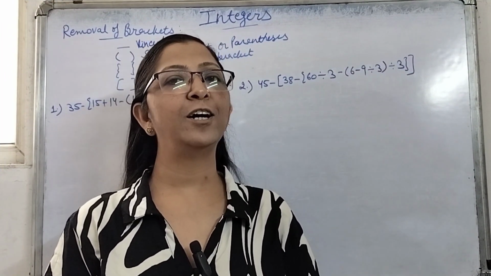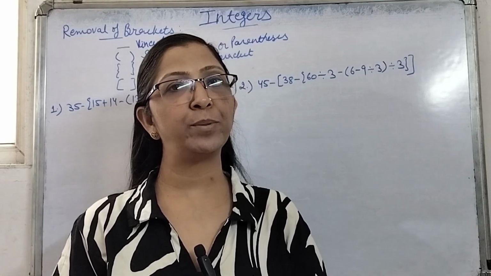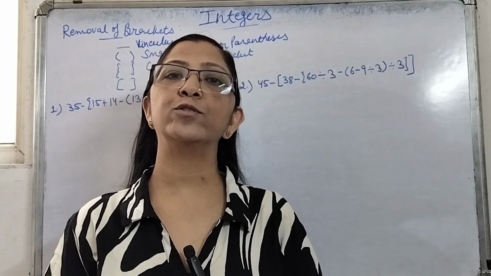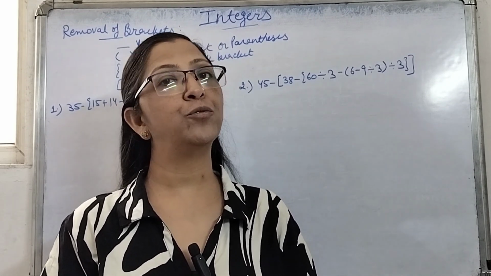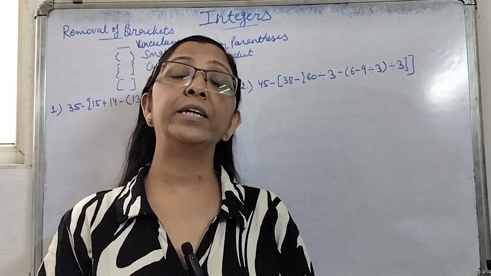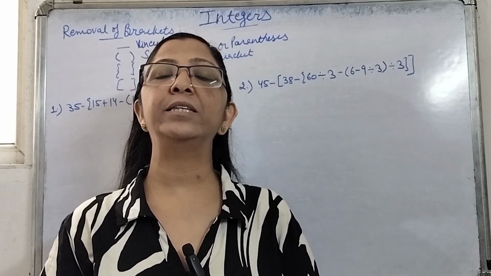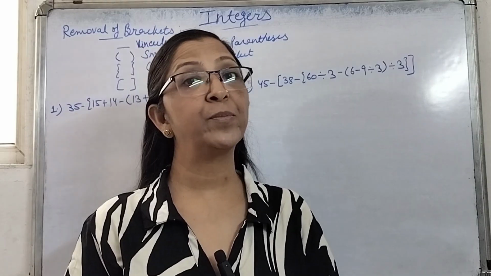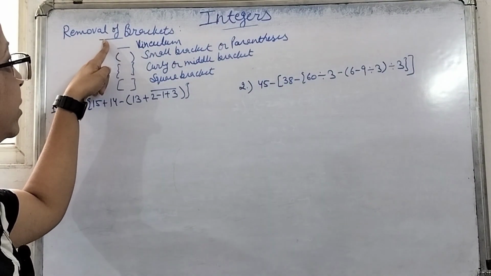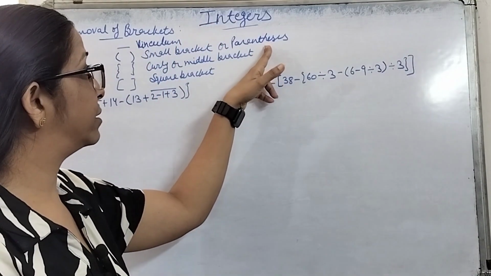Now let's understand how to remove the brackets. Earlier we saw that if an expression has multiple operations, the sequence of solving is first division, then multiplication, then addition and then subtraction. But if an expression has multiple brackets, what will be the sequence of removing the brackets? First of all, we will remove the vinculum. We will solve the vinculum first. After that, we will solve the small bracket, which is also known as parenthesis.